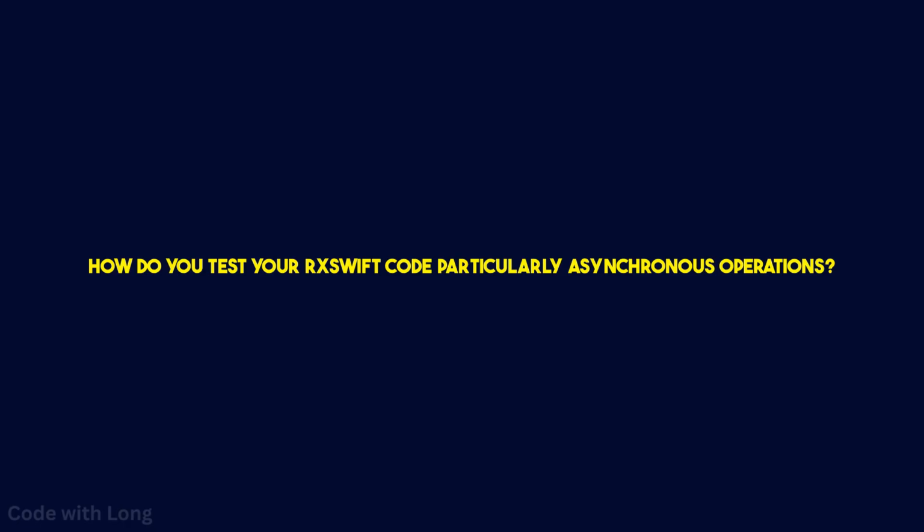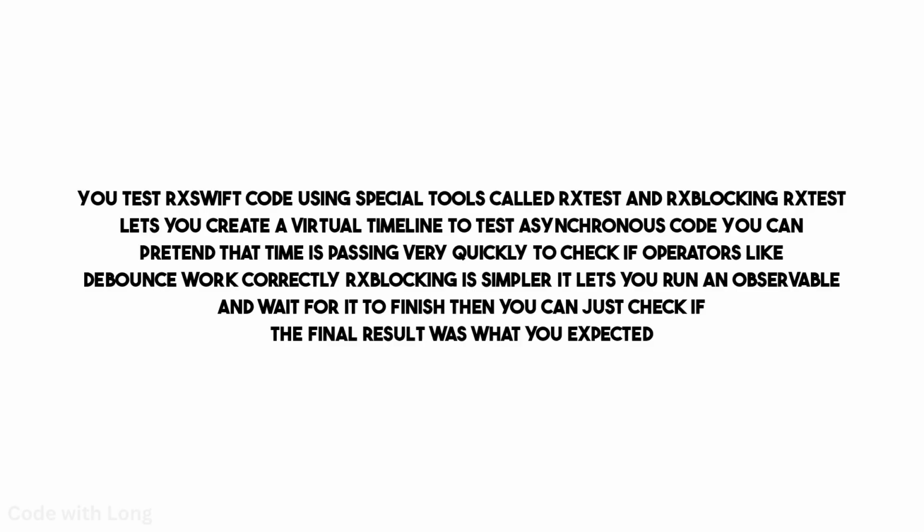How do you test your RxSwift code, particularly asynchronous operations? You test RxSwift code using special tools called RxTest and RxBlocking. RxTest lets you create a virtual timeline to test asynchronous code. You can pretend that time is passing very quickly to check if operators, like debounce, work correctly. RxBlocking is simpler. It lets you run an observable and wait for it to finish. Then you can just check if the final result was what you expected.